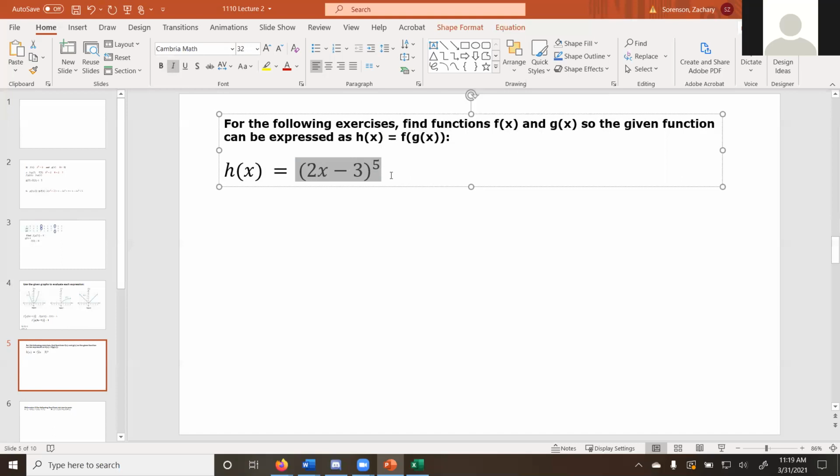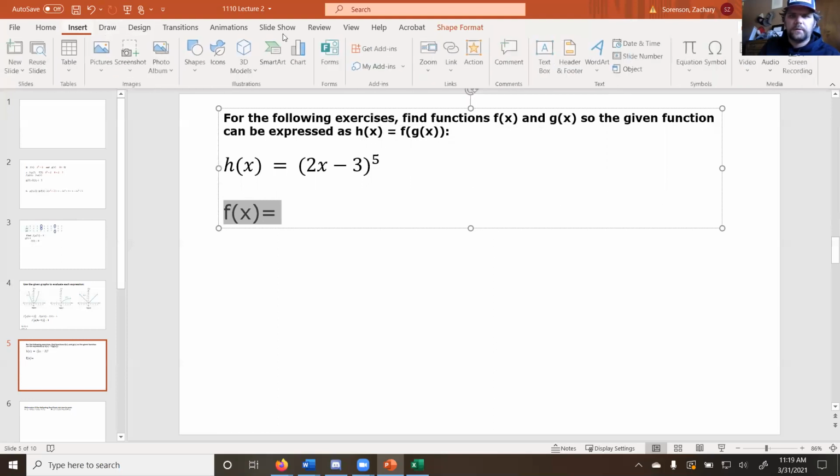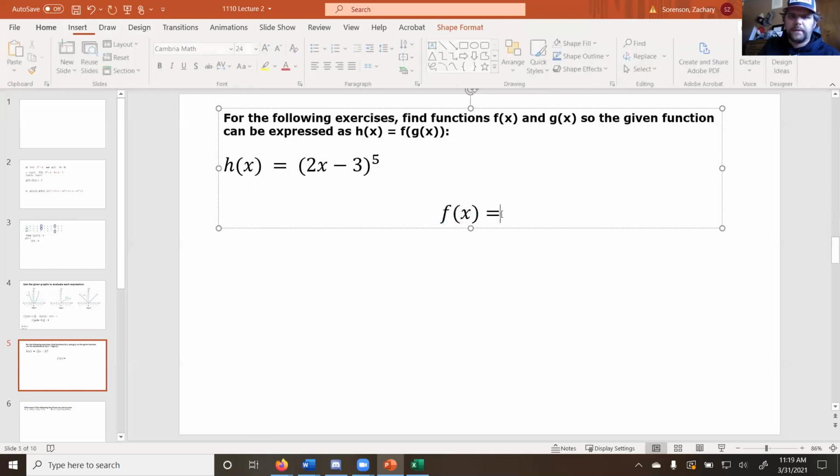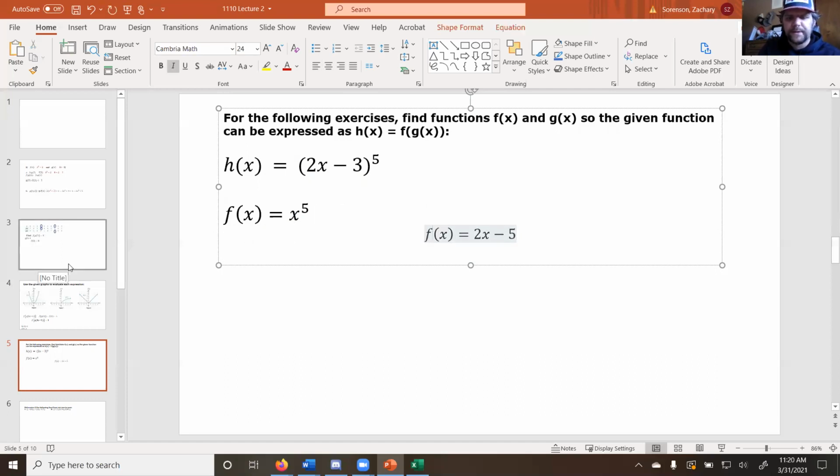X to the 5th power, and then 2x minus 3. f of x is equal to x to the 5th. And g of x would be equal to 2x minus 5. Now, how did you magically pick those things? I think this is the f. No, this is the g. That's right.